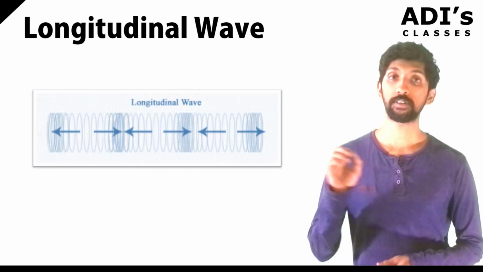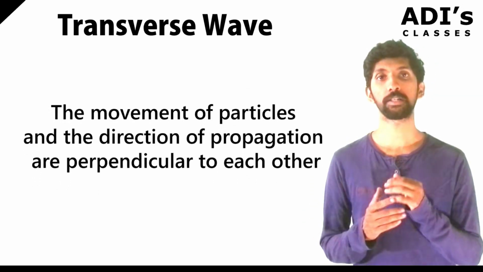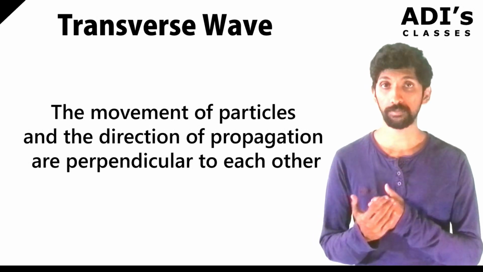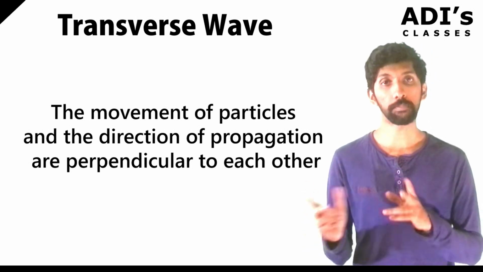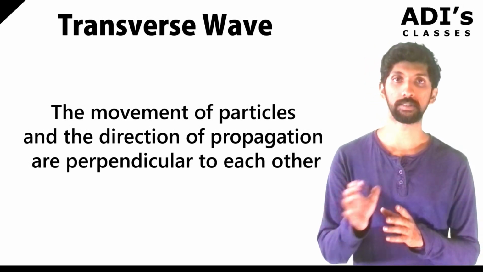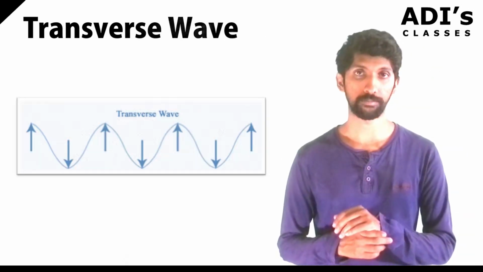Then we have the transverse wave. In a transverse wave, the displacement of the particle or the movement of the particle and the direction of propagation are perpendicular to each other. Such a wave is a transverse wave. Like light is a transverse wave.